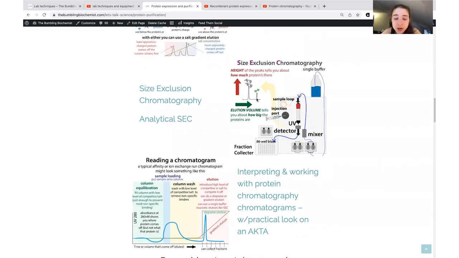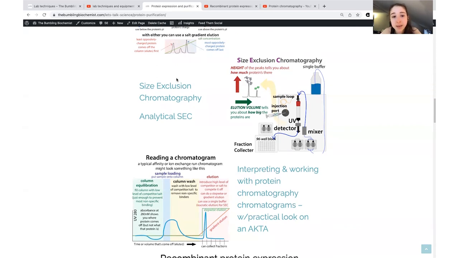Okay, with size exclusion chromatography, here you're separating based on size. The beads have these different pores, and the smaller proteins have access to more pores, so they're going to travel more slowly because they have to travel more distance. So the bigger things are going to come out first, is the basic idea, and you can learn more about it in this post.